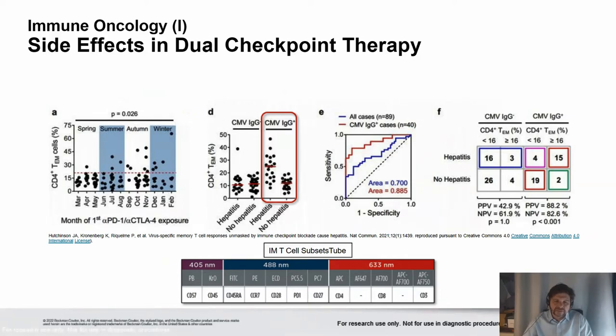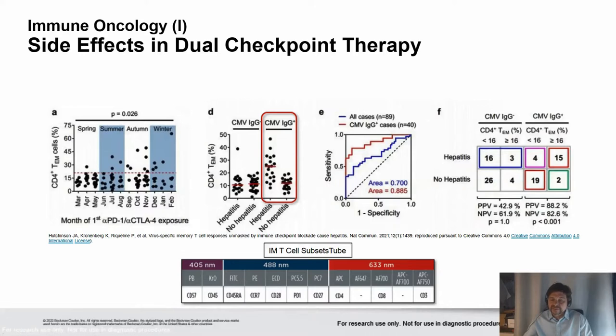They especially observed that hepatitis as a side effect would occur more often in autumn and winter time, so in a time when the patient would be more prone to viral infections. And taking it from there, they found that the predictive power of the proportion of the effector memory CD4 T cell subset was much stronger if they would look into patients with a reactivated CMV infection only, as you see here in this red box.